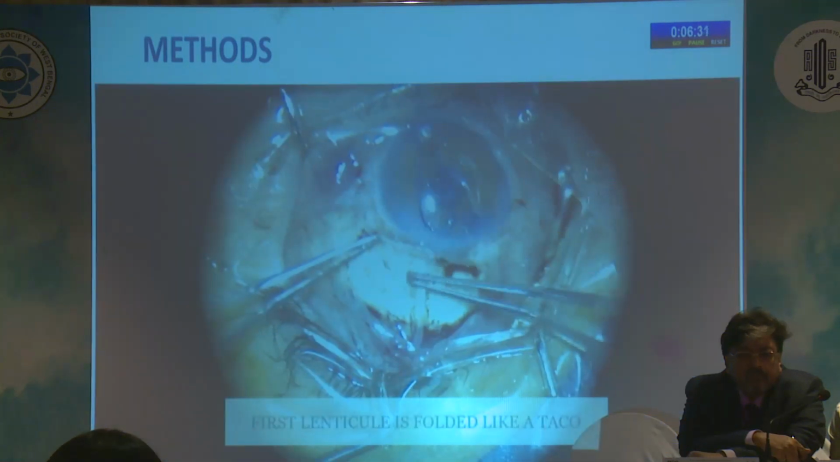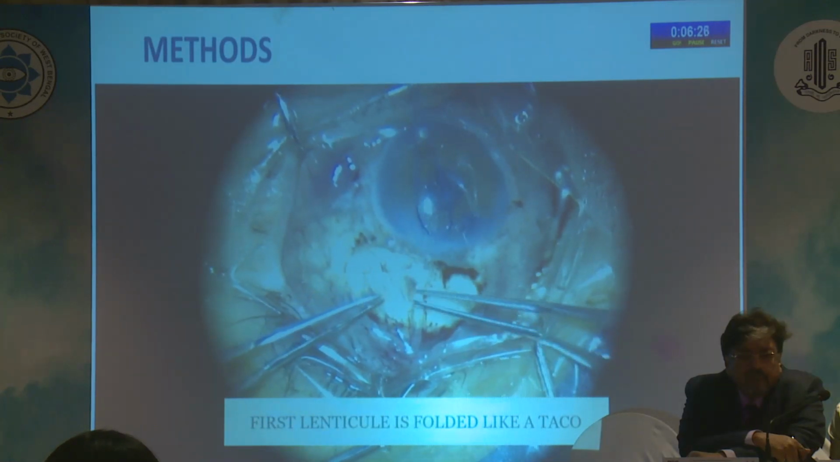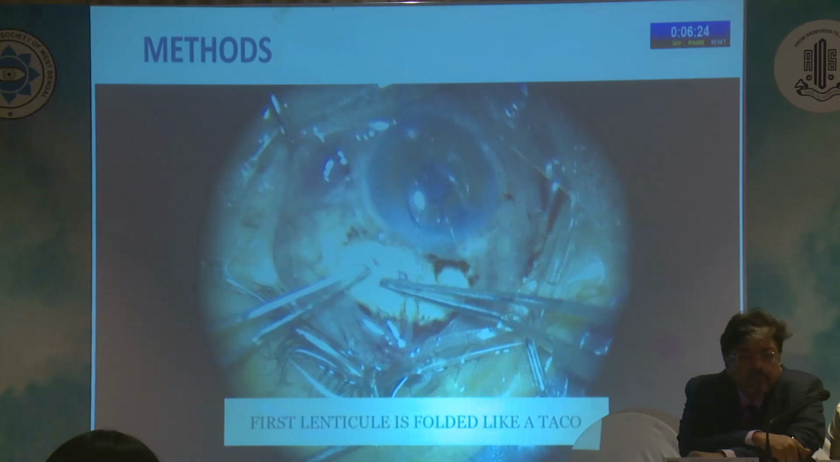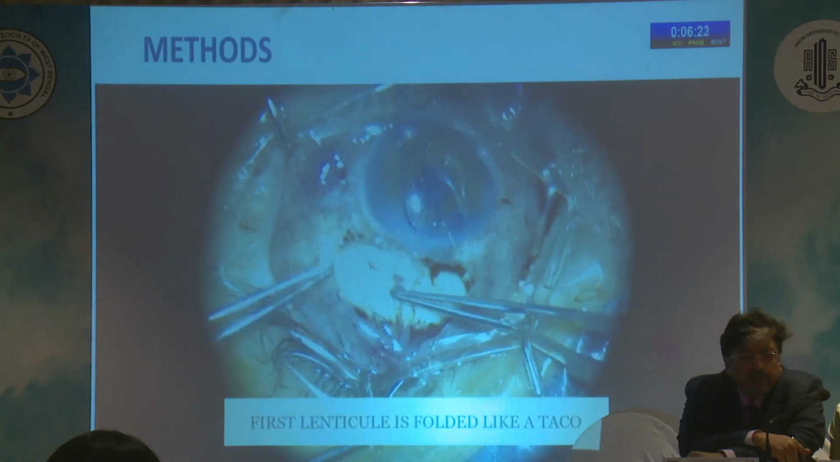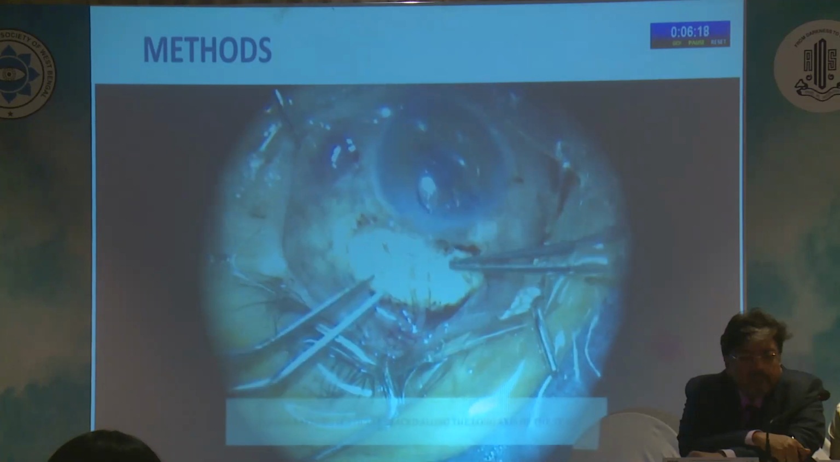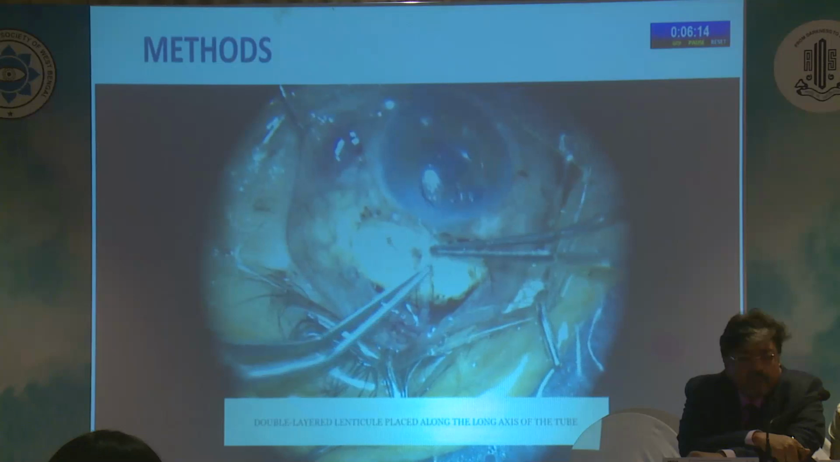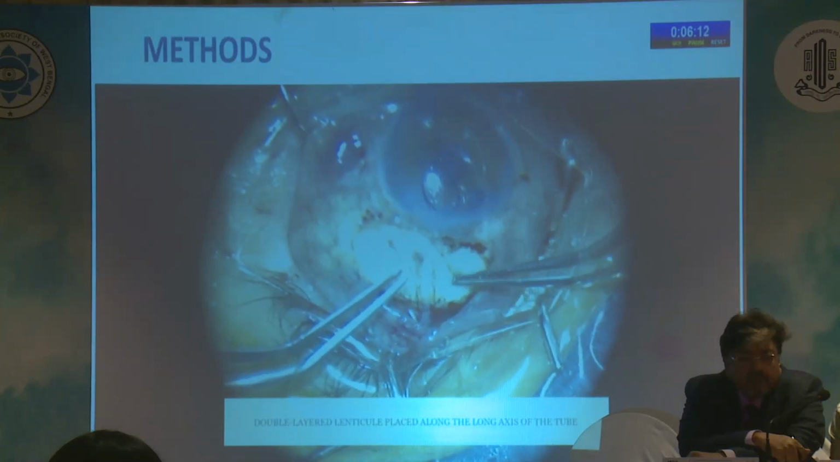After implantation of the tube in the anterior chamber and suturing it to the sclera, the first lenticule is taken and folded like a taco. It is then placed over the long axis of the tube, making sure to cover the point of tube insertion into the sclera.